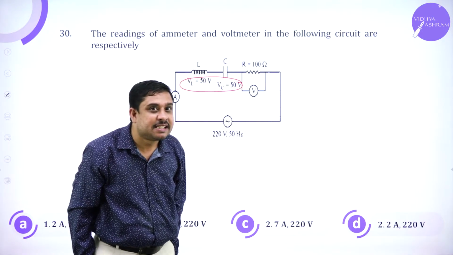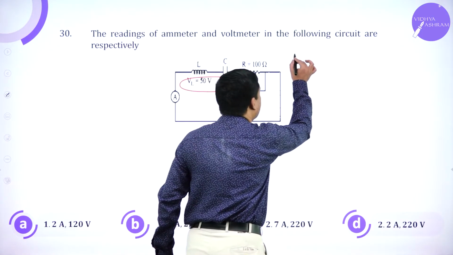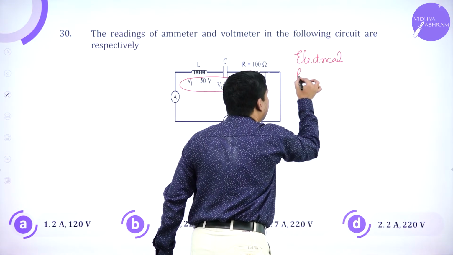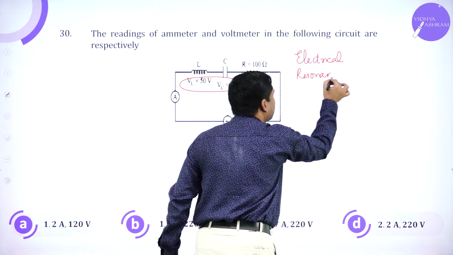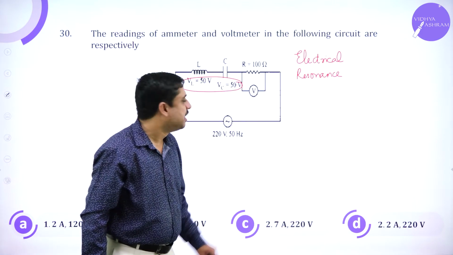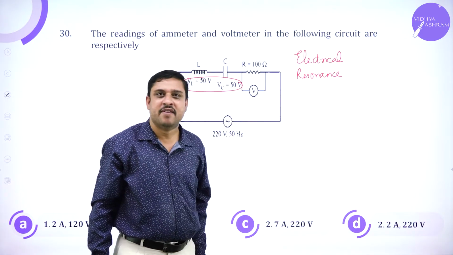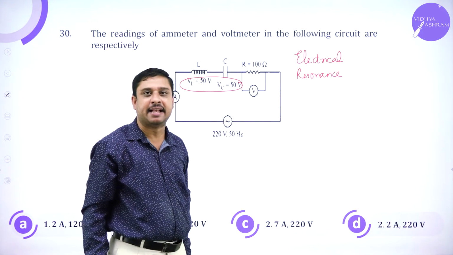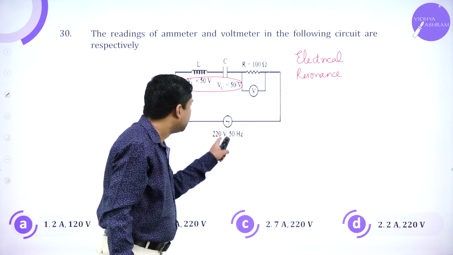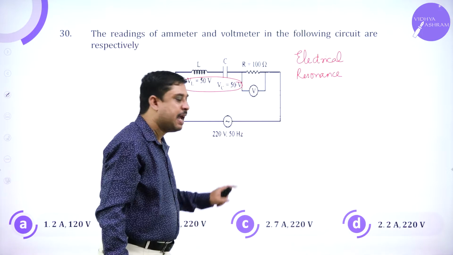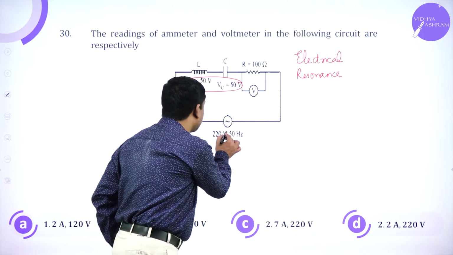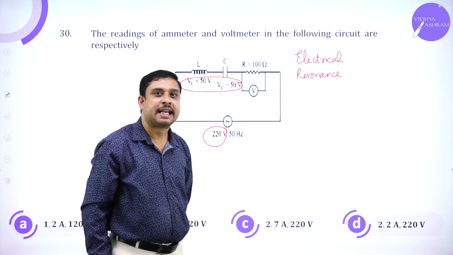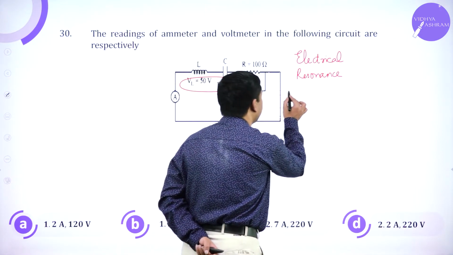Under what conditions does this happen? This happens only when there is electrical resonance. So VL is equal to VC. Very clearly it is showing there is electrical resonance. So the value of voltage, applied voltage 220 volts. So I got the reading of the voltmeter. What is the reading of the ammeter?